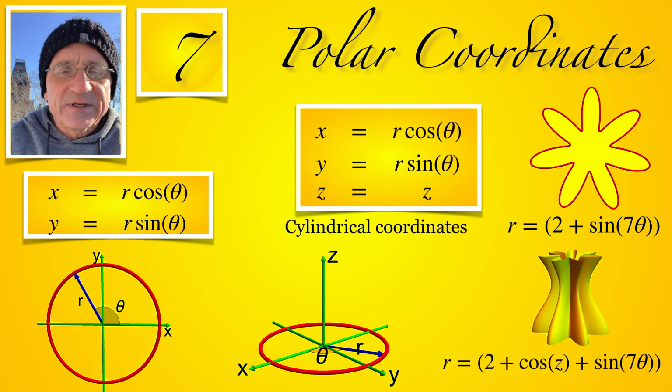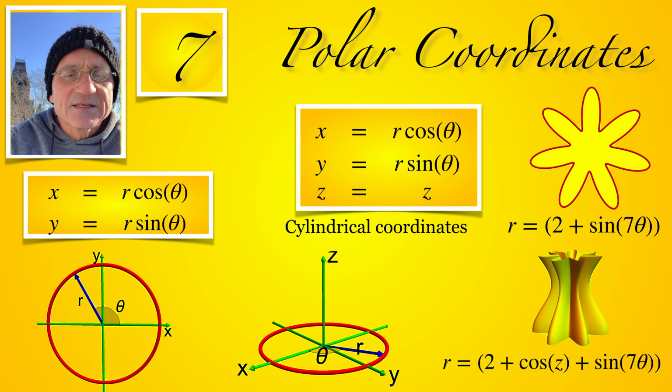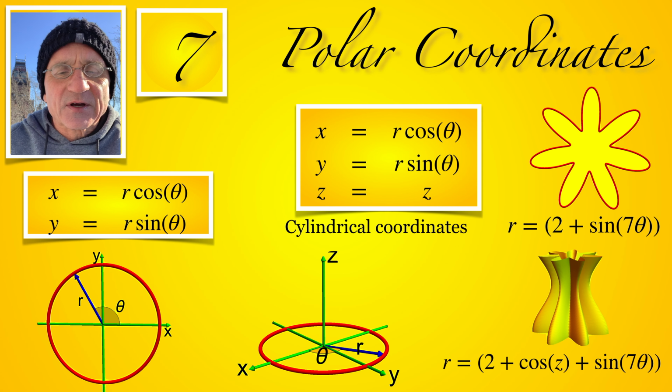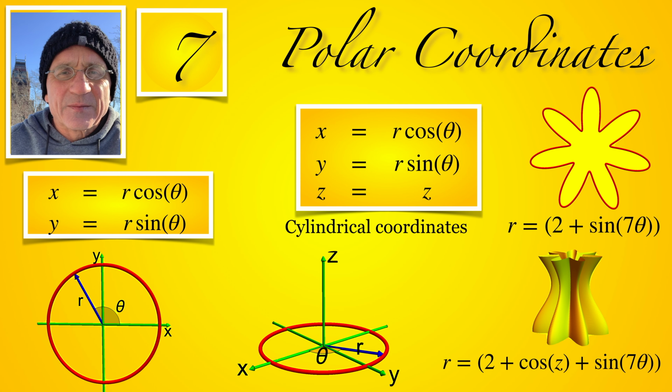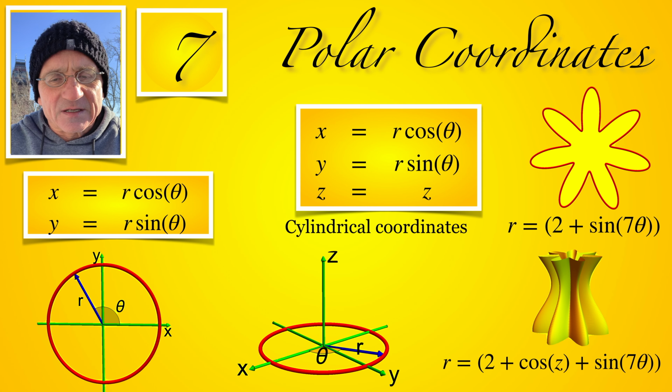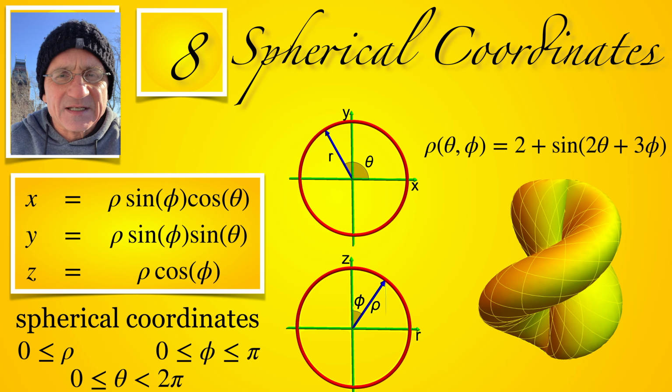When describing a point using the distance to the origin and the angle to the positive x-axis, we get polar coordinates. Together with a z-coordinate, this produces cylindrical coordinates. Some geometric objects can be described nicely in these coordinates. The equation r equals 1, for example, in the plane is a circle. The equation r equals 1 in space is a cylinder.